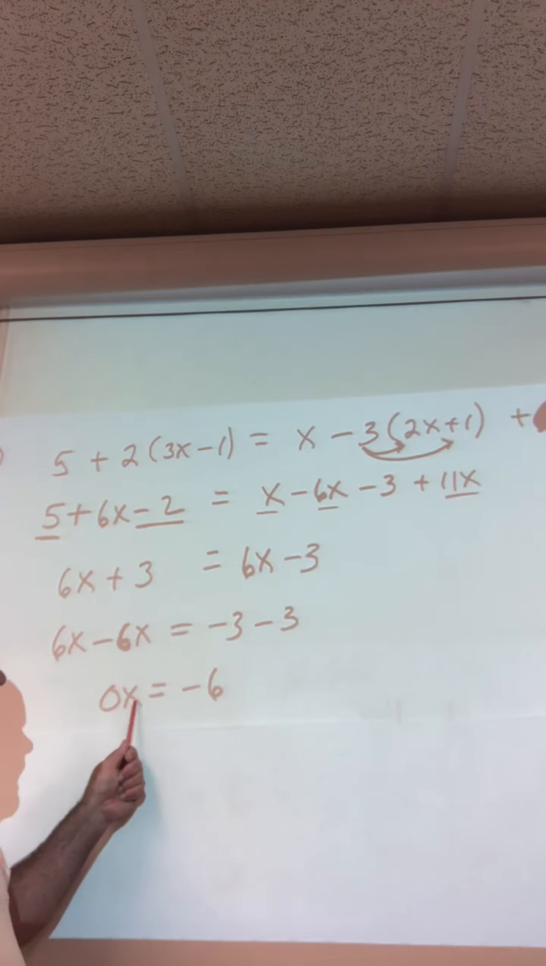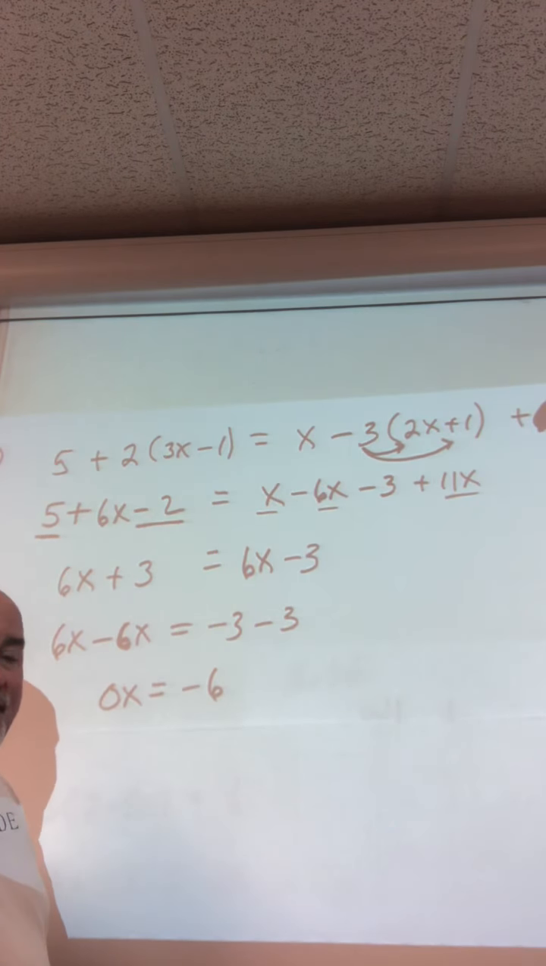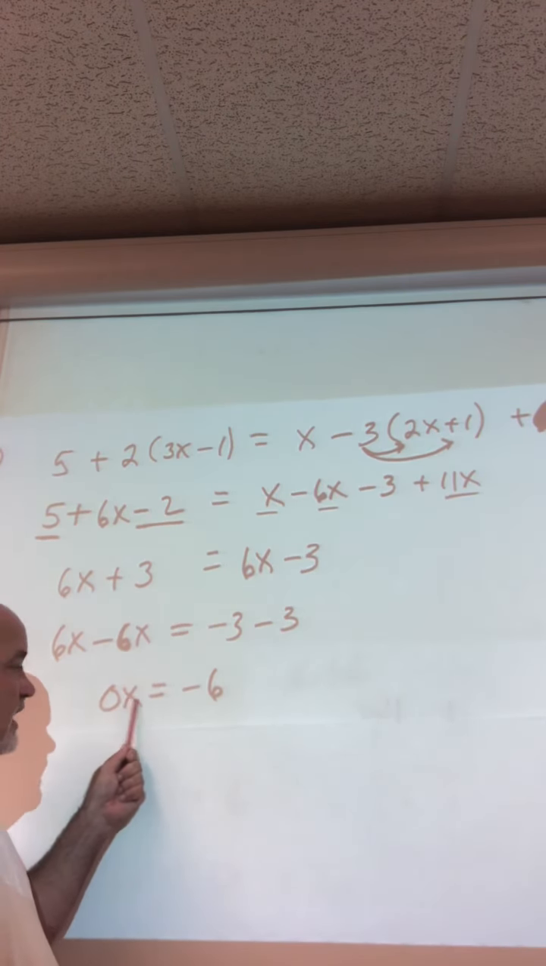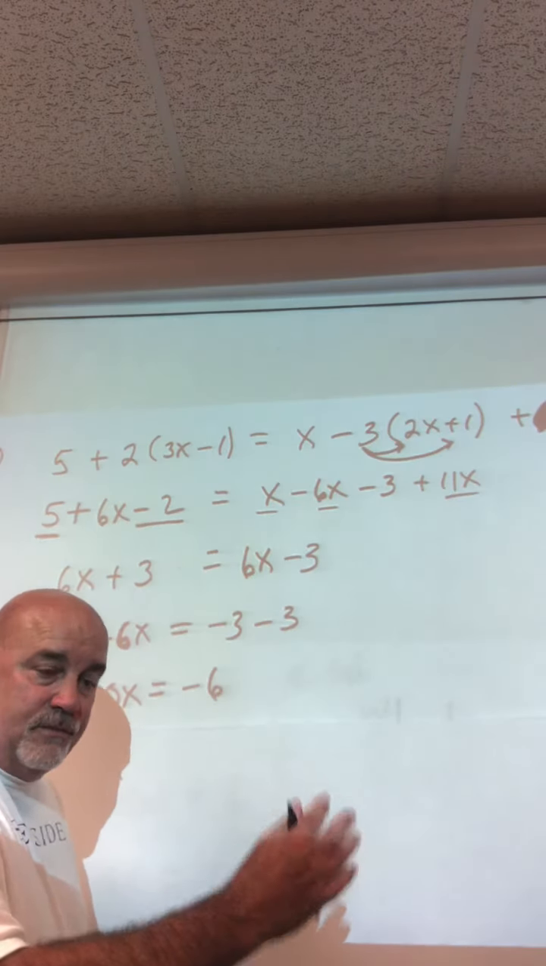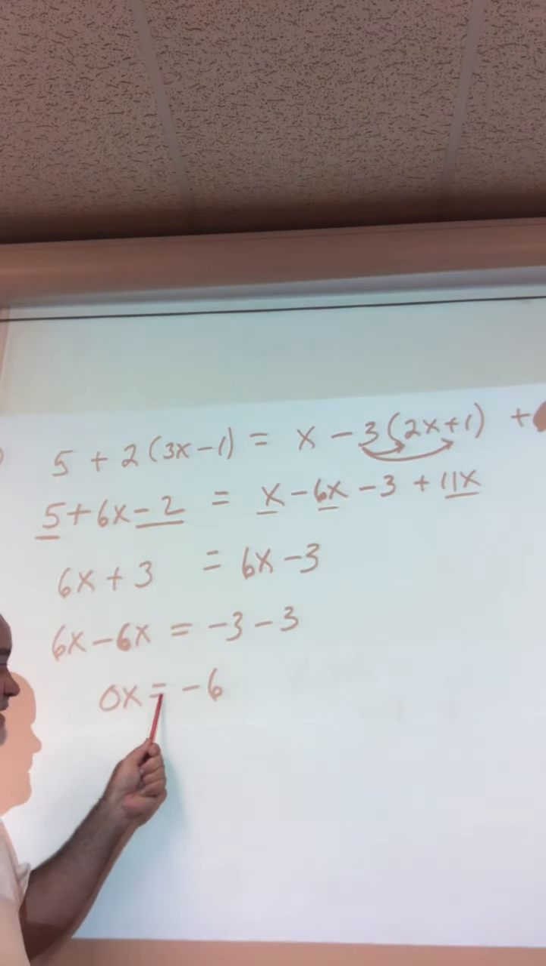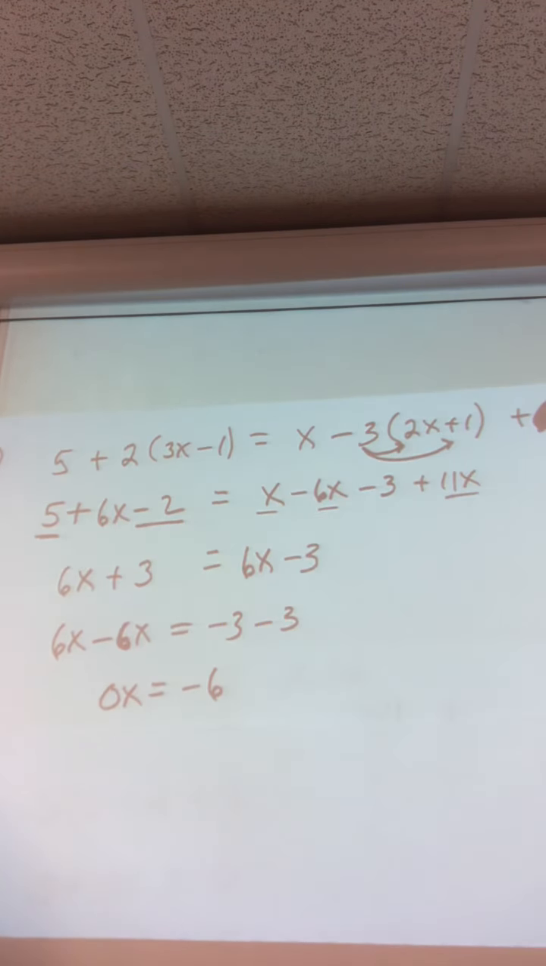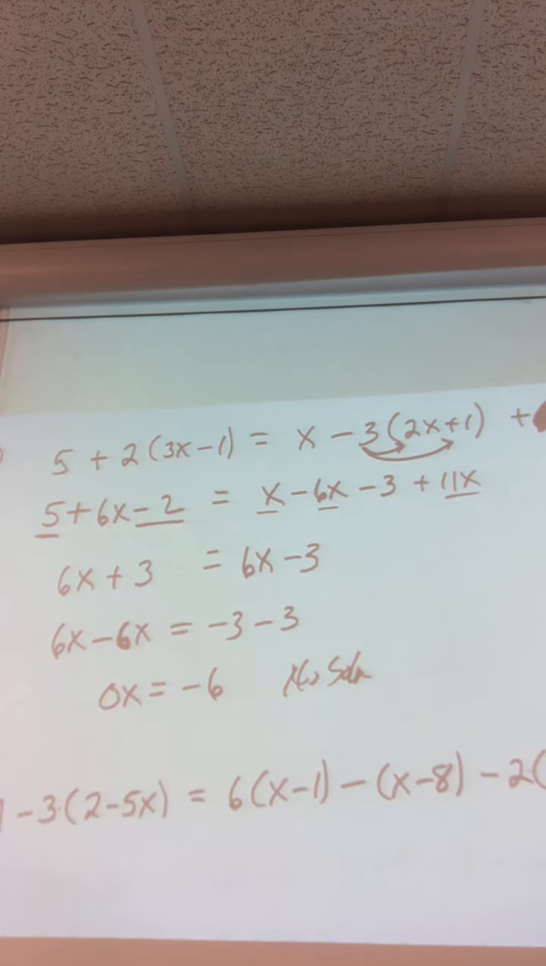If it's 0x equals something, it can never be true. 0 times nothing will ever give you negative 6. If this was 0x equals 0, I would write all real numbers. But since it's 0x equals something else, the answer is no solution. So the answer to this problem is no solution.